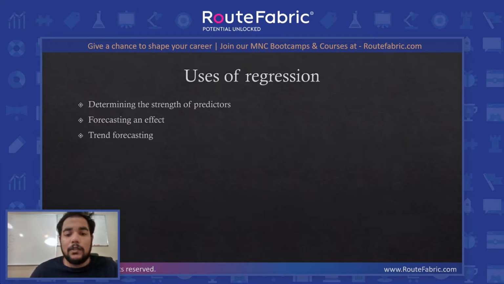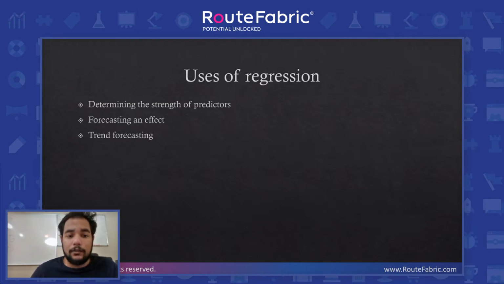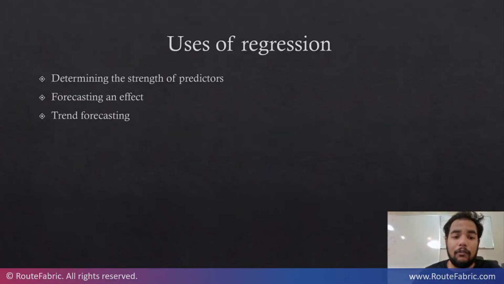There are a couple of uses of regression. Regression can be used to determine the strength of the predictors. It can be used to forecast future events or future effects of a trend. It can also be used for trend forecasting for climate or stocks.